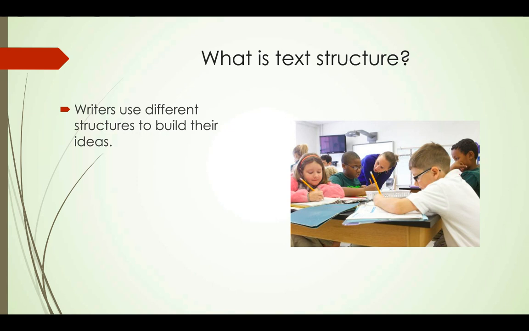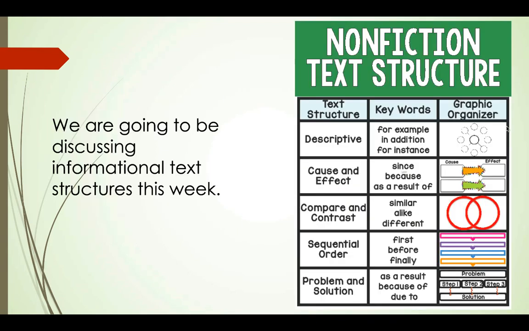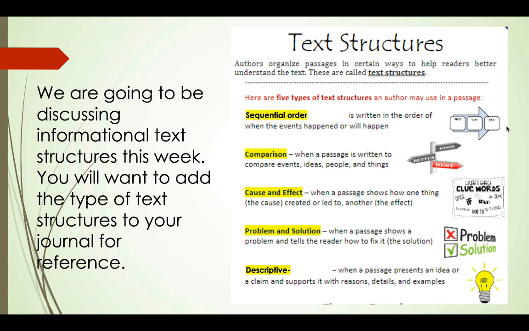So there again, writers use different structures to build their ideas. They want to use text structure that communicates their ideas in different ways. So that way you have complete understanding of what the author is trying to say. So we are going to be discussing informational text structures this week, and here are the 5 types of text structure: descriptive, cause and effect, compare and contrast, sequential order, and problem and solution.